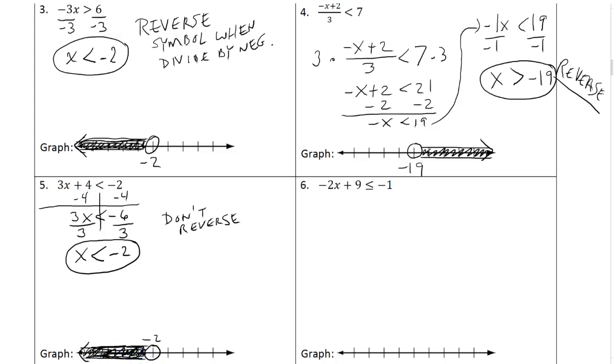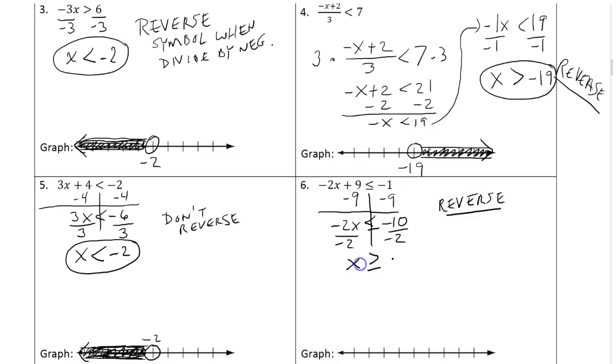In example 6, begin by subtracting 9 from both sides of the inequality. This gives us -2x is less than or equal to -10. Now divide both sides by -2. In this case, we're dividing by a negative, which means we must reverse the inequality, for x is greater than or equal to +5. Draw a solid circle at 5 and color in all the numbers to the right of 5. The solution of this inequality is all numbers greater than or equal to +5.